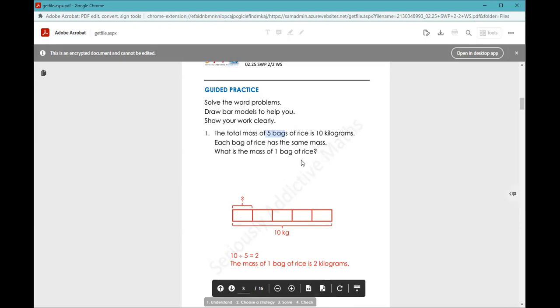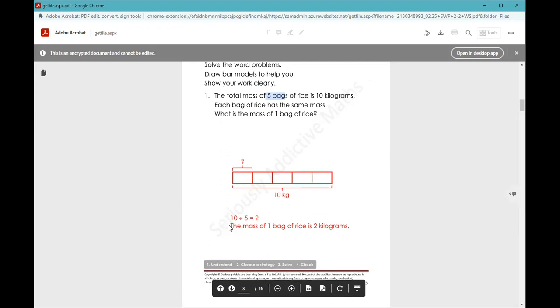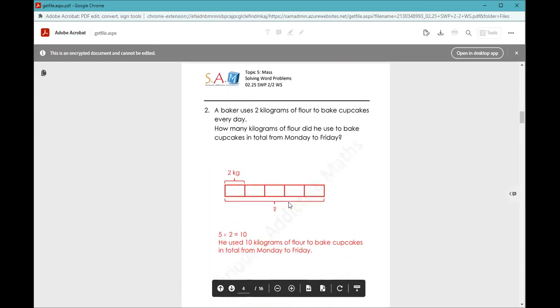Okay, so for this model, quite simple, 5 bags. So 5 groups, and the total is 10 kilograms. So you label them like that. And the question is, what is the mass of 1 bag of rice, which is what is the mass of 1 group of rice? So again, they should write the equation, and then of course the statement. So I think this is easy. They have done it before, so use it as a way for them to refresh their memory.